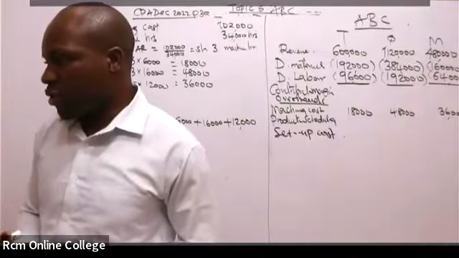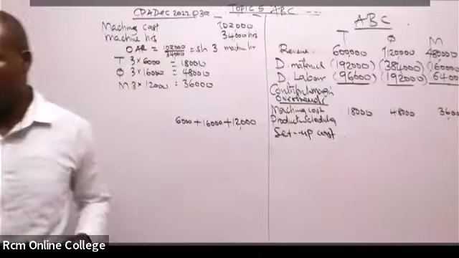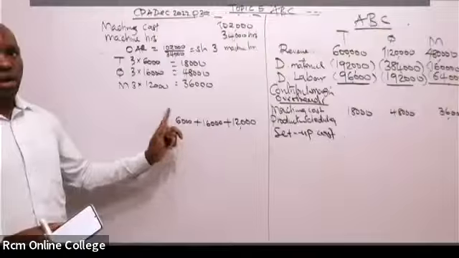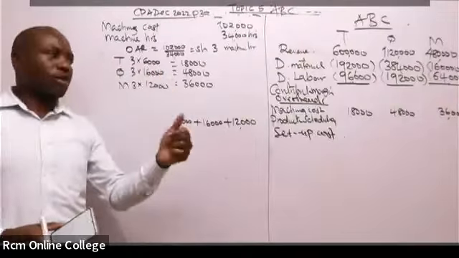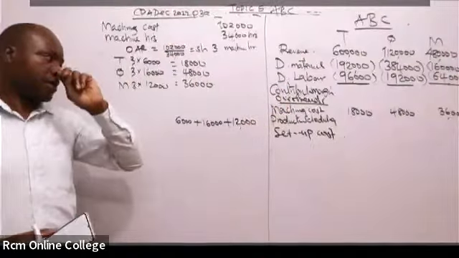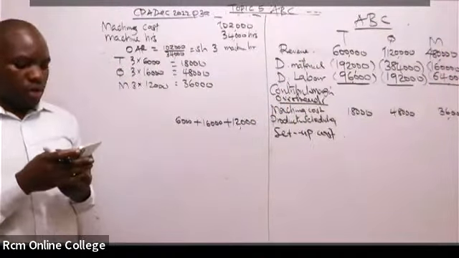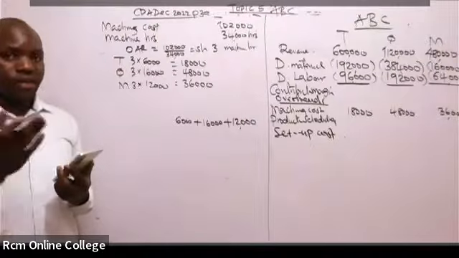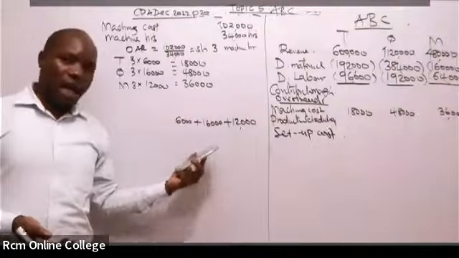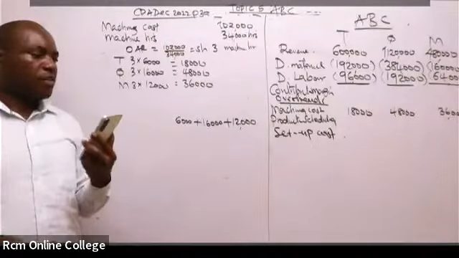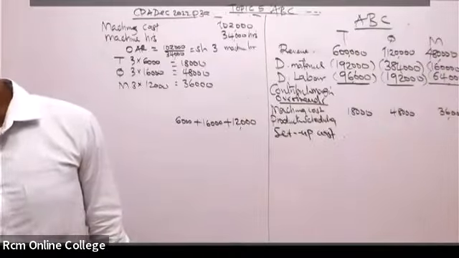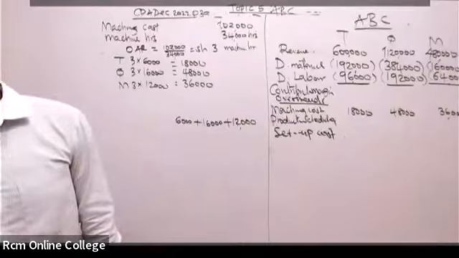I lost my network. How did you get 34,000? One product requires half an hour, and you're supposed to produce 12,000. So 12,000 times 0.5, that is 6,000 hours. Then we have 16,000 times 1 hour per unit. Then we have 8,000 units times 1.5 hours per unit. Is that clear?